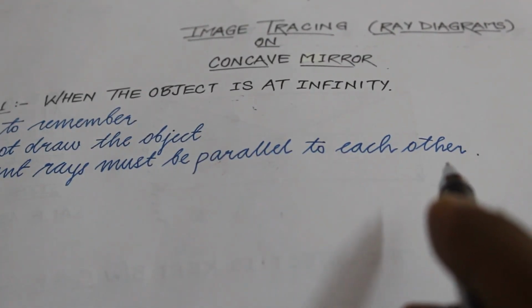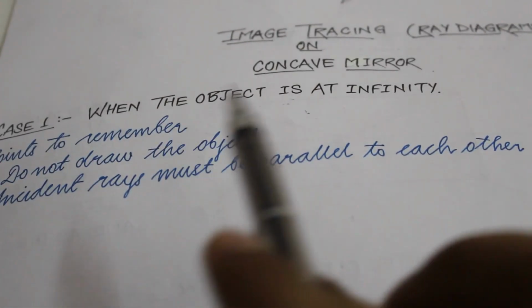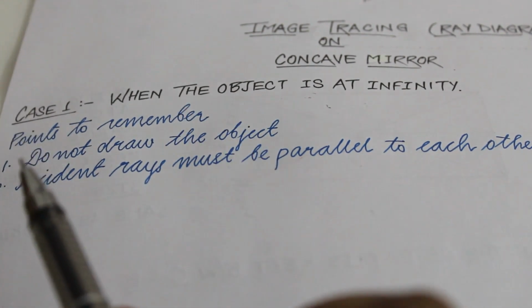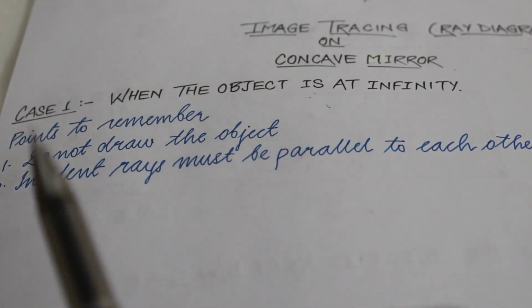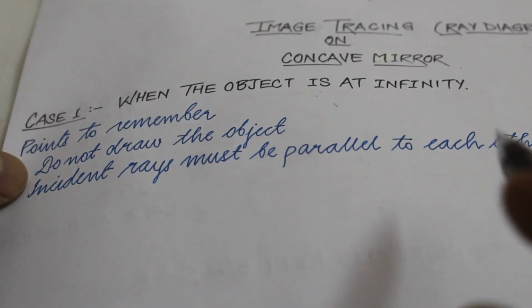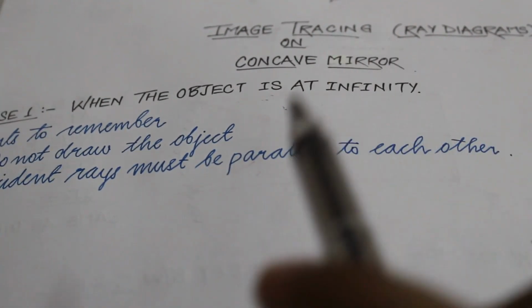and most probably they must be parallel to the principal axis. So while drawing the case when the object is at infinity, we'll remember 2 points. We won't be drawing the object, and secondly, we'll assume that the incident rays must be parallel to each other, and also parallel to the principal axis.